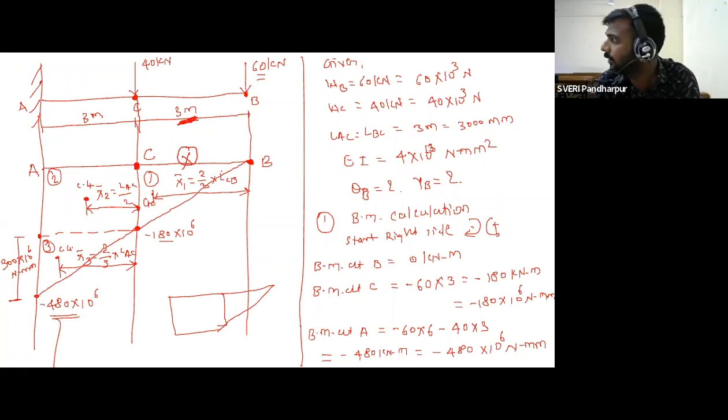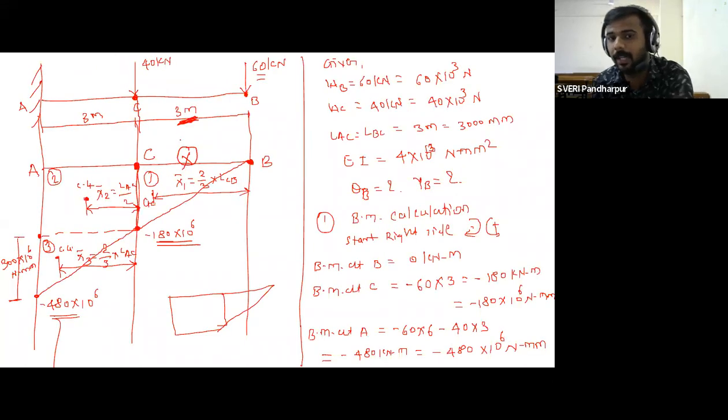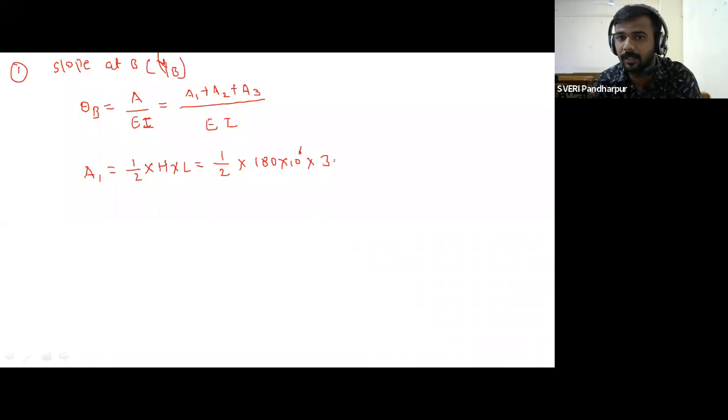What is the height of the section? This vertical distance is your height. So what is the value here? 180 into 10 raised to 6. Don't take the negative sign. So 180 into 10 raised to 6 into, what is the length? 3 meters. So we have to take it in mm, so it is equal to 3000.